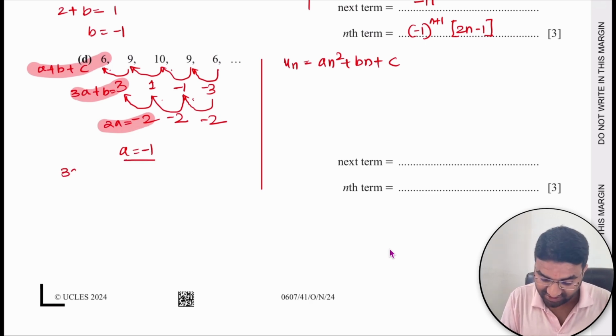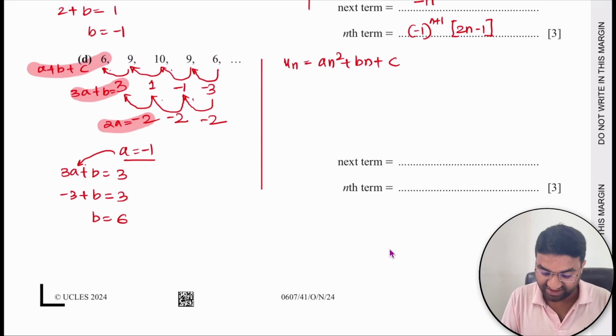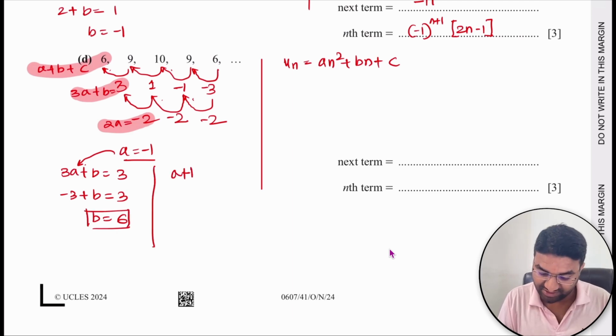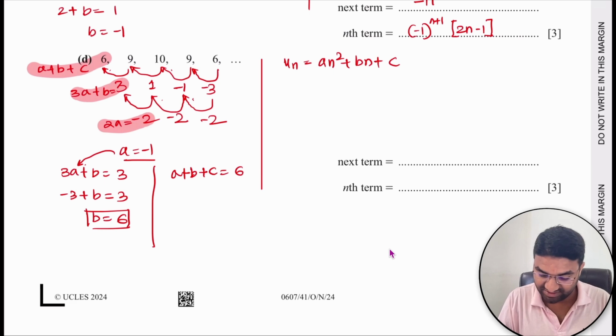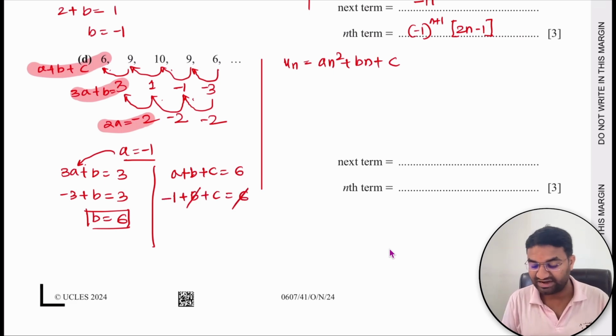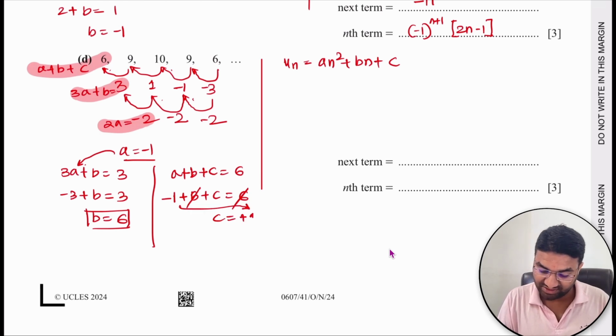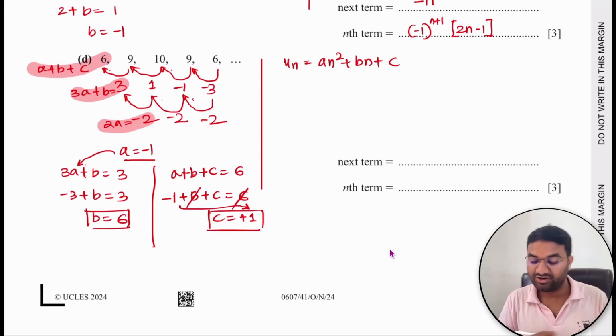From the second equation, 3a plus b is equal to 3. Substitute a here, fine. So it's negative 3 plus b is equal to 3, and b we will get is 6. Then next, a plus b plus c is equal to 6. So substitute all these values. So here negative 1 plus 6 plus c is equal to 6. This 6 gets cancelled out, and c is equal to negative 1, becomes positive 1. Fine. That's the value of c.